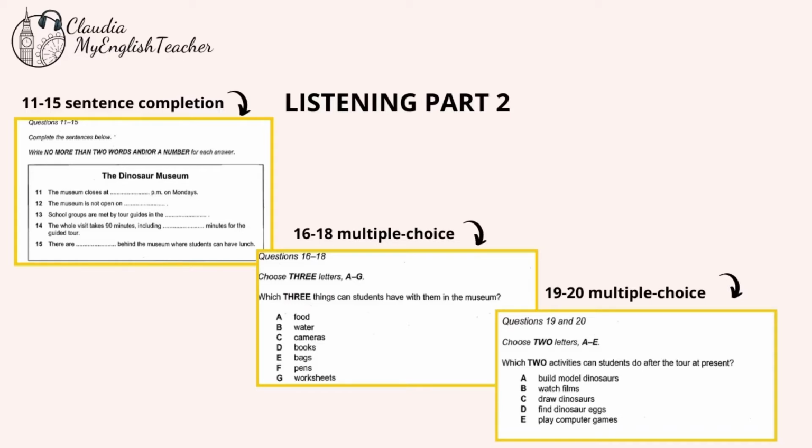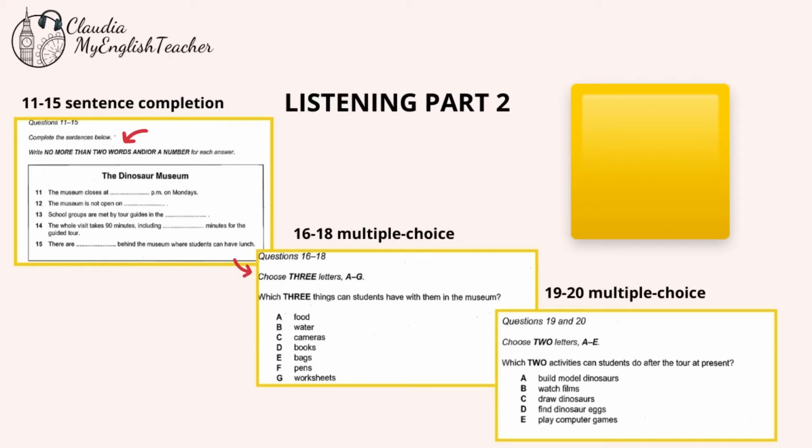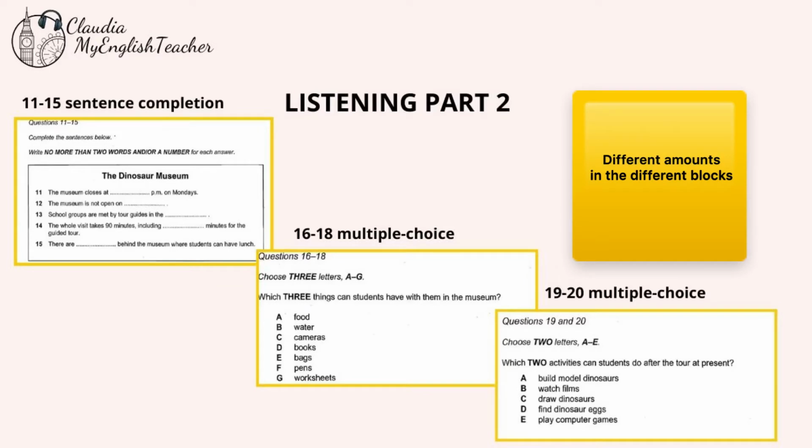In this case, for example, from question 11 to 15, which, as we've seen before, is a sentence completion type of exercise, you can write no more than 2 words and or a number. But from 16 to 18, which is a multiple choice, you have to choose 3 letters from A to G. And from question 19 to 20, which is a multiple choice again, you need to choose 2 letters. So you've got different amounts in the 3 different blocks of questions given.